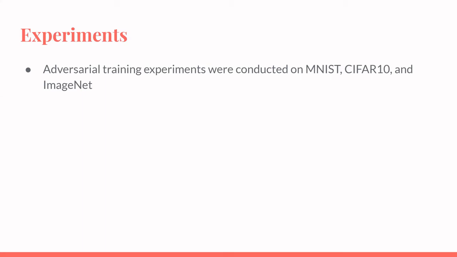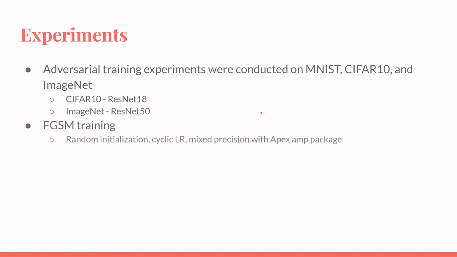So now we look at different experiments that they conducted using MNIST, CIFAR10, and Imagenet datasets. For CIFAR10, they use a ResNet 18 model, and for Imagenet, they use a ResNet 50 model. They perform FGSM training using random initialization techniques, DAWNBench techniques such as cyclic learning rate, and mixed precision using NVIDIA's Apex package. For Imagenet, they use O1 Apex mixed precision training, and for CIFAR10, they use O2. And like Blake mentioned, they use a standard step size of 1.25 times epsilon.